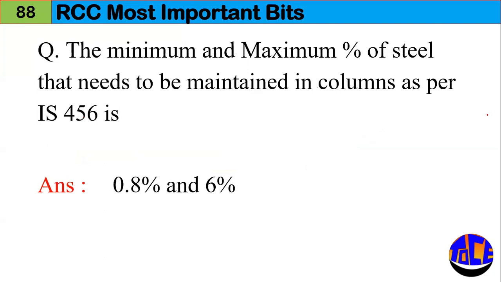Question number 88. The minimum and maximum percentage of steel that needs to be maintained in columns as per IS 456 is: the minimum percentage of steel is 0.8% and the maximum percentage is 6%. So 0.8% and 6% are the minimum and maximum percentage of steel in columns.